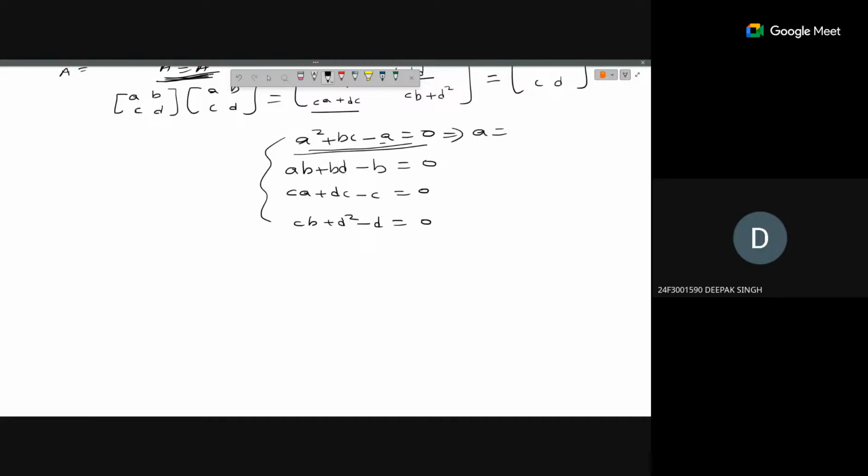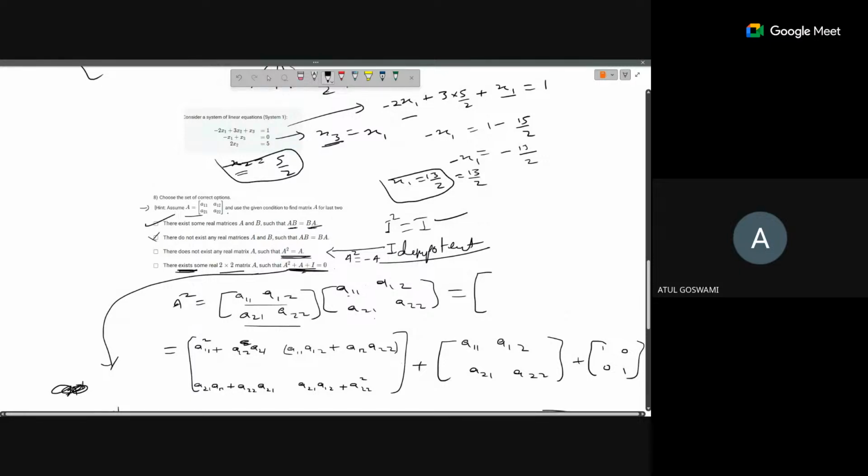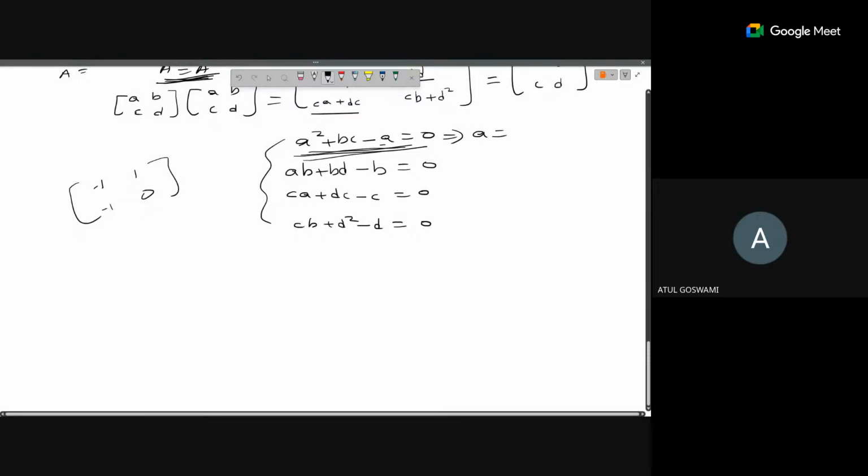You can take the values -1, 1 and -1, 0. So A square plus A plus identity matrix is equal to 0. Can you repeat? -1, 1 and -1, 0. Yes, this is satisfying. So basically, what I'm saying is, this question is not asking us to find such a matrix. It is just asking whether it exists or not. So I'm just asking you, is there any problem in this equation?